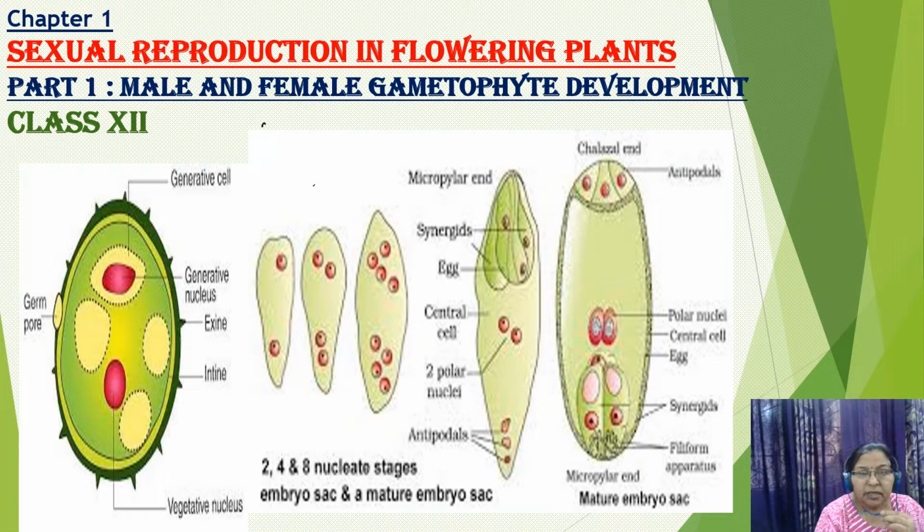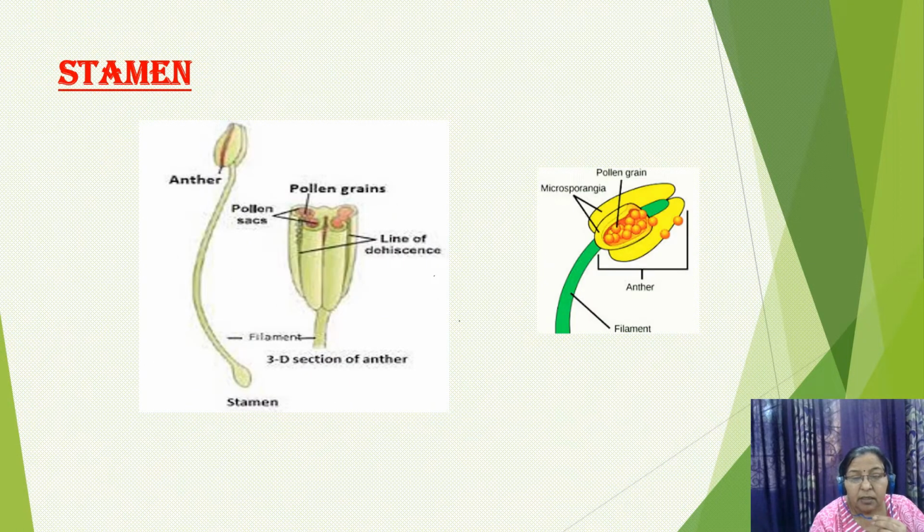So let's study sexual reproduction in flowering plants. You know the structure of the flower already, and inside the flower the male and female gametophytes are going to develop. So let's study. The male part of the plant is this anther.